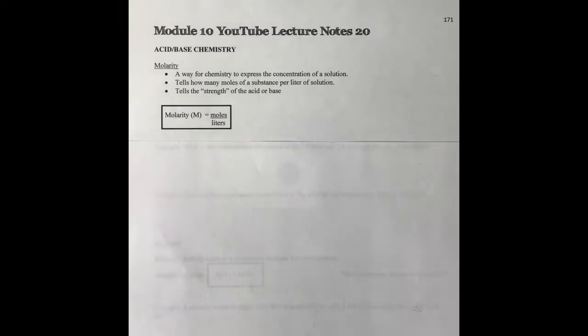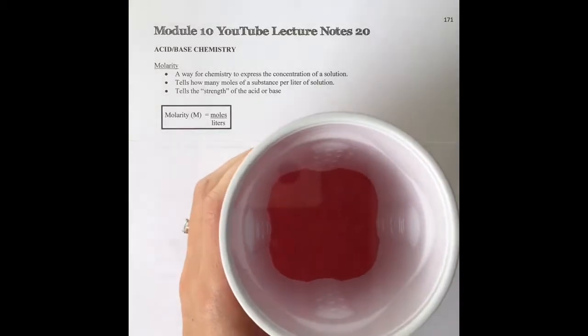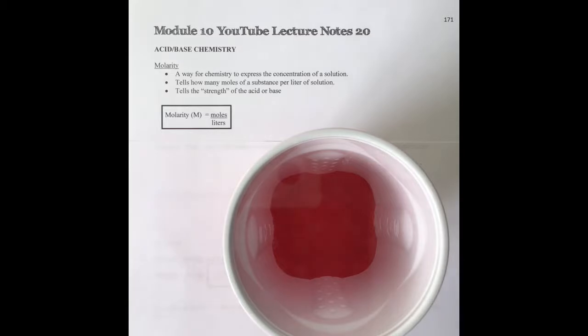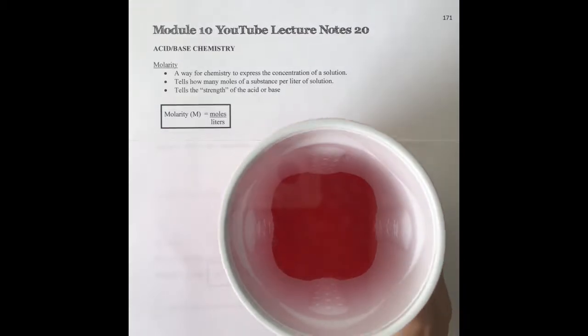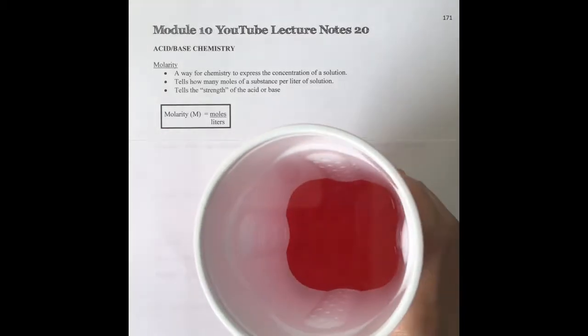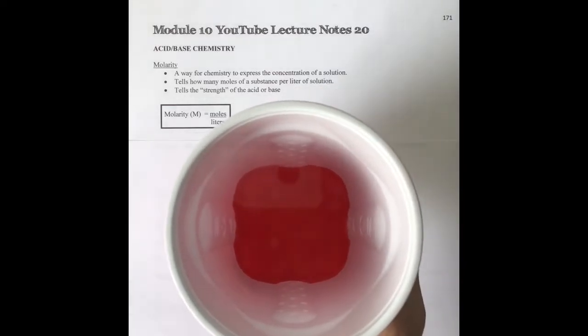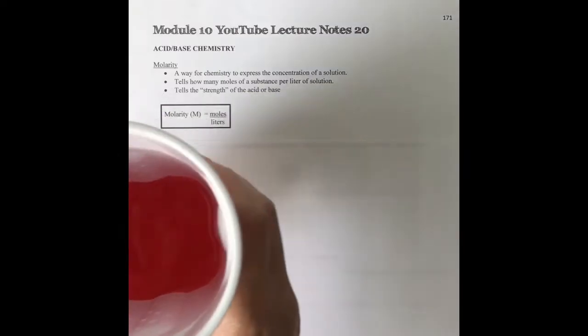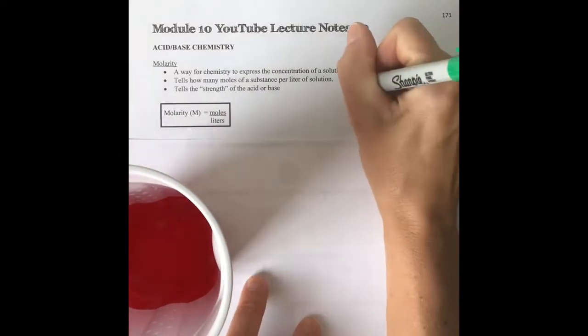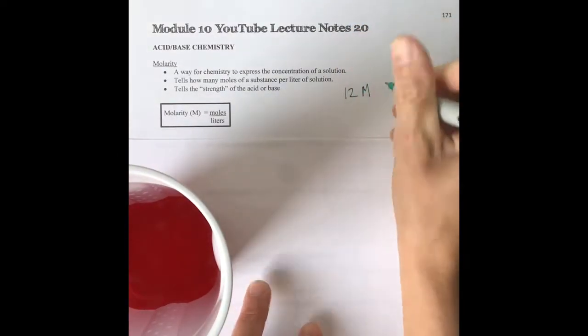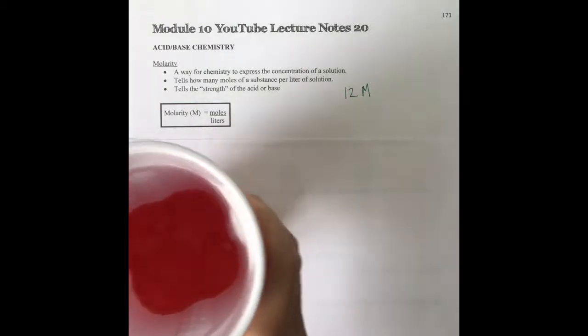So I always like to think about Kool-Aid because that's something we're all pretty familiar with. So let's say I made a glass of red Kool-Aid. I made this pretty strong, okay? So it would have a high molarity. Let's say this is like 12 molar Kool-Aid, okay?